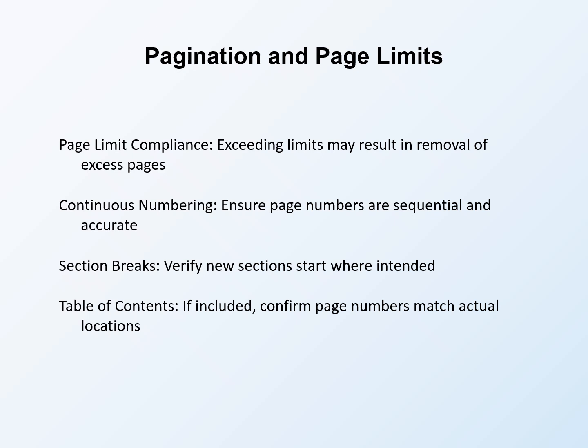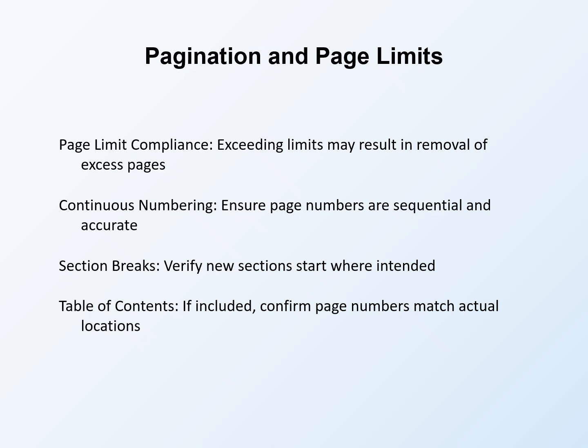Section breaks require verification that new sections start where you intend. Section breaks in word processors can behave unexpectedly, sometimes creating blank pages or resetting numbering. Check that each major section begins on a new page if required and that section breaks have not introduced unintended blank pages that count against your limit.